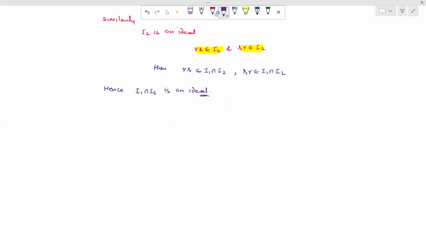Okay. Now we move to the next question. Before moving to the question, we have one important remark. The remark is that every ideal is a subring, but a subring may or may not be an ideal.